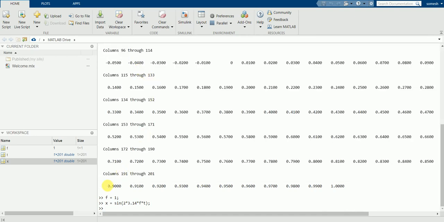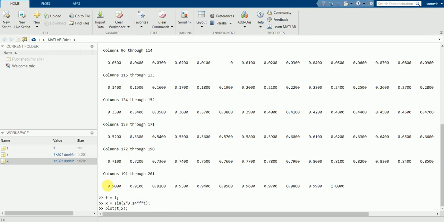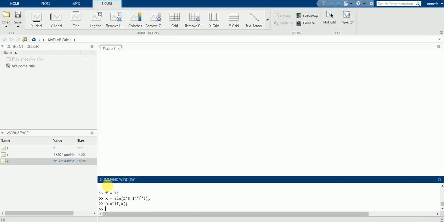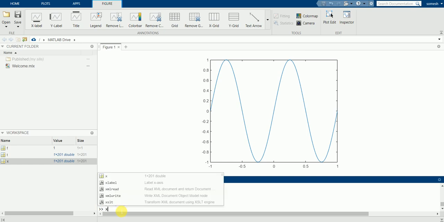Now let's plot the graph of the sine curve. Plot t by x, semicolon and enter. So the graph is getting generated, and here we can see this is the sine curve generated. Now the x-axis label and the y-axis label are missing, so let's add them.